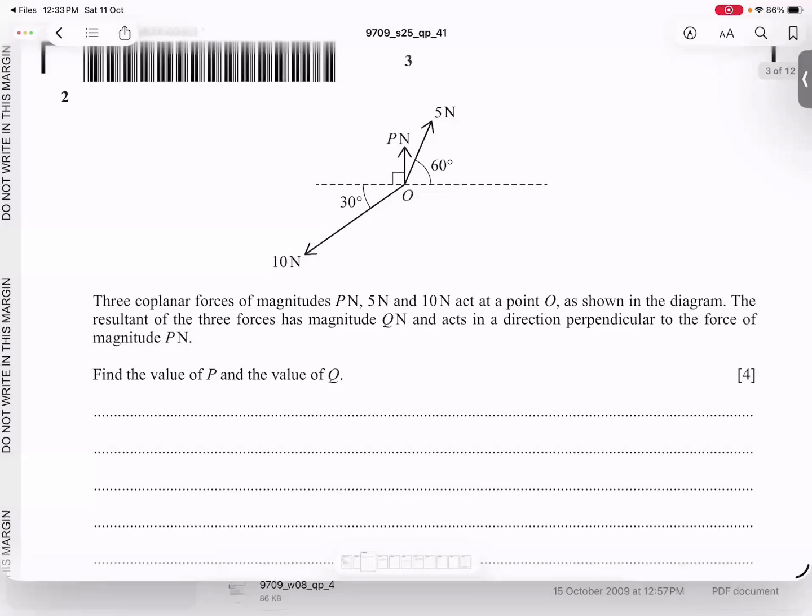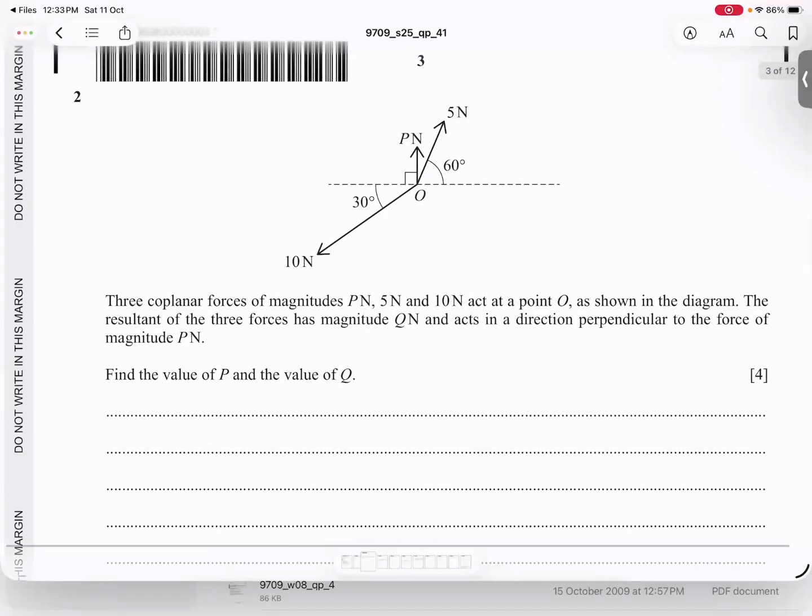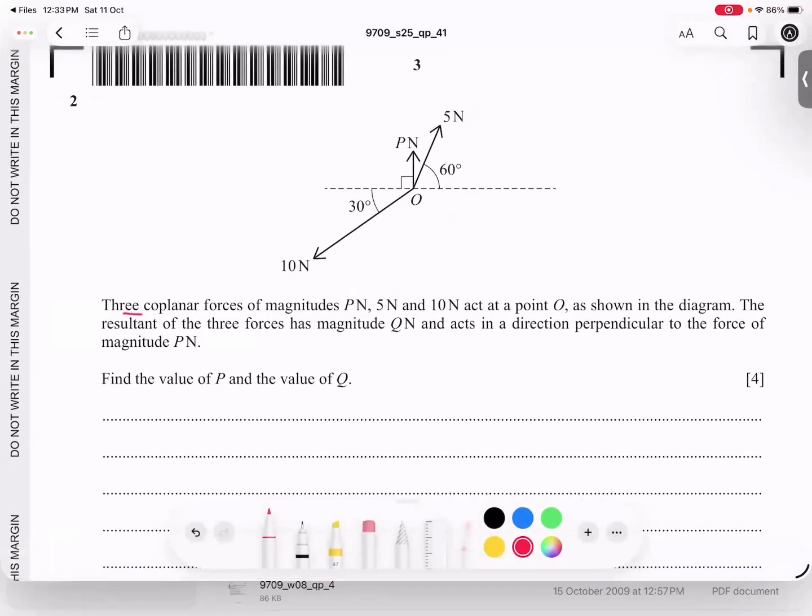So question number 2. We have three coplanar forces of magnitude 5, P, 5 and 10 acting on a point O. The resultant of all three forces is named Q, and its direction is perpendicular to P. It means if P is acting this way, Q will act either here or here. We are not sure where it is acting, but one thing is very clear: 90 degrees, perpendicular. This statement is very clear.